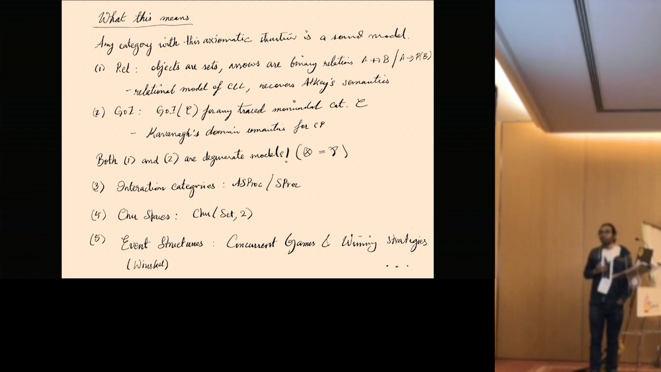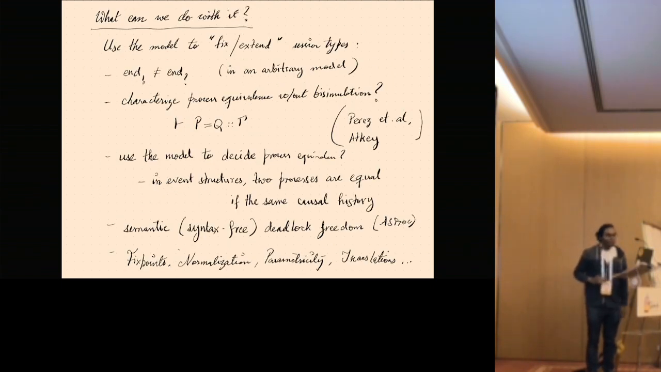There are better models where this structure exists. These are quite technical to explain, but maybe many of you might know about event structures. There are many variations on event structures, and you can look at them as games. If you take concurrent games and winning strategies, that also has this sort of structure. So this gives you an interpretation in event structures. And once you have a model, there are many different things you can do.